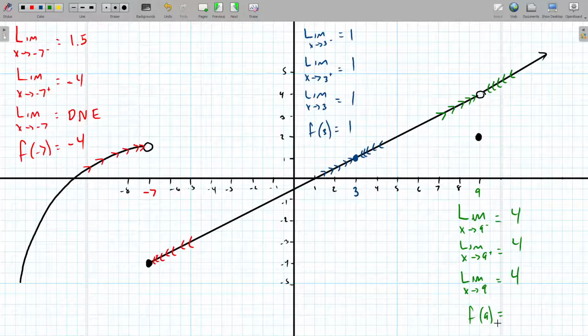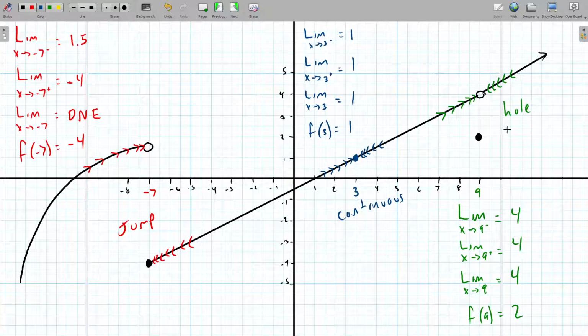However, what is the actual value when the function is 9? What is f of 9? Well, if we look at f of 9, there is an open circle on the line and a dot, a point, off on its own. And this point is the actual function value. So the function at 9 is 2. All right, so this is a hole. So we have a hole, we have a jump, and we have a nice continuous part of the graph. All right, so these are 3 of the 4 things that we could see when we are evaluating limits.